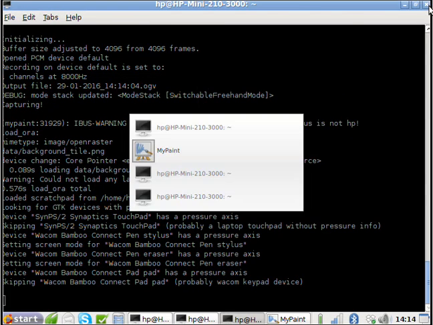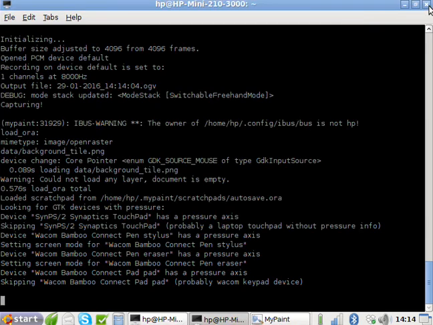Right. So we're having a look at inverse now. Don't need all these windows open either.